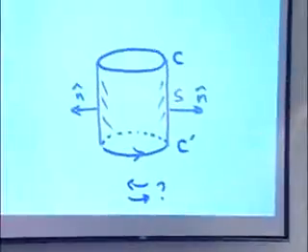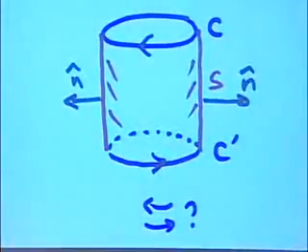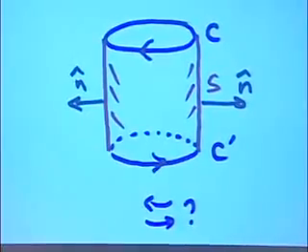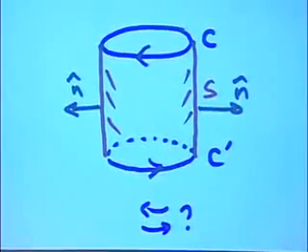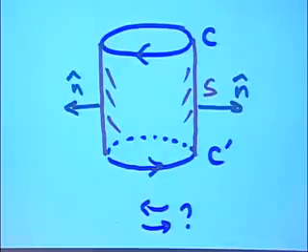Well, for C, I claim we should be going clockwise. Okay? I mean, think about just walking again on the surface of a cylinder. Along C, if you walk clockwise, you will see that the surface is to your left. Or use the right-hand rule. Okay?